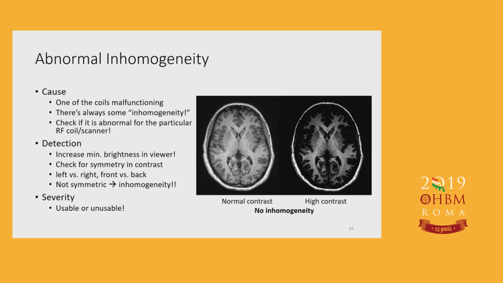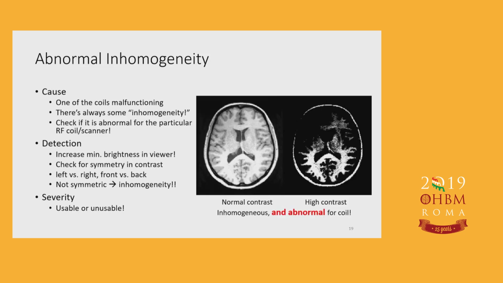To give you more intuition, in these two slices, on the left you have what appears to be normal contrast, and the right is high contrast, and I don't see much inhomogeneity in contrast, either front and back or left and right. For example, if you look at these two slices for different levels of contrast, it's inhomogeneous and actually abnormal for this particular coil. That's pretty obvious on the right.